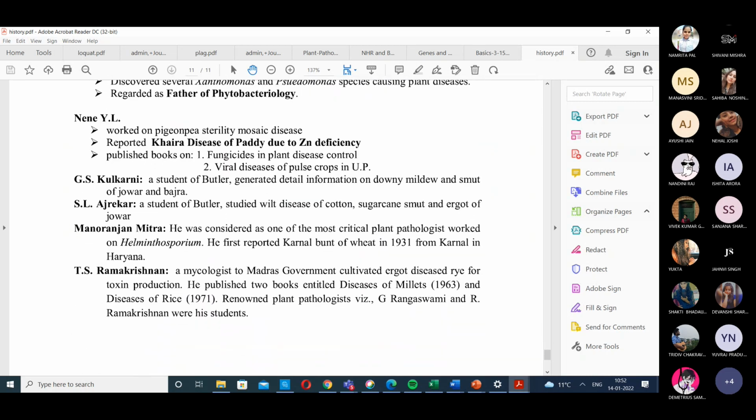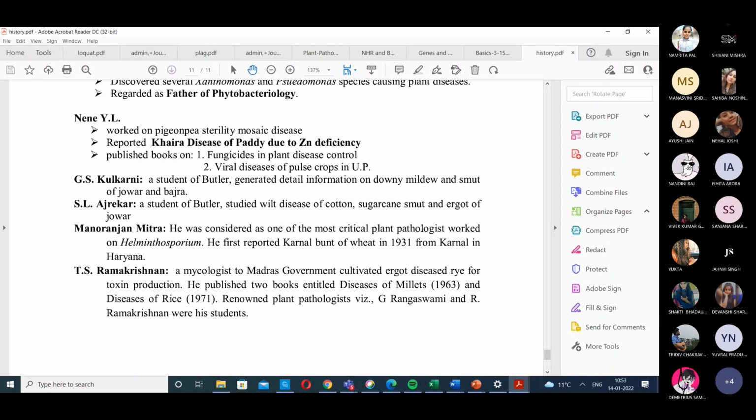Okay, Y.L. Nene is very important. Y.L. Nene, he published many books such as Fungicides in Plant Disease Control and Viral Diseases of Pulse Crops in UP. So I have read many books of Y.L. Nene, and many of his books used to be referred to in the plant pathology course curriculum, right?